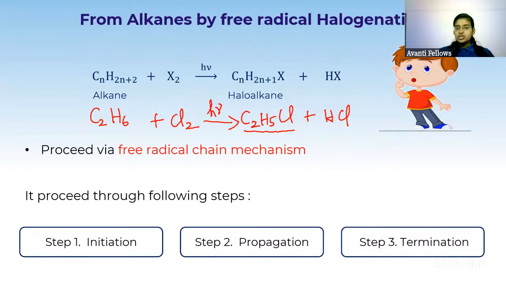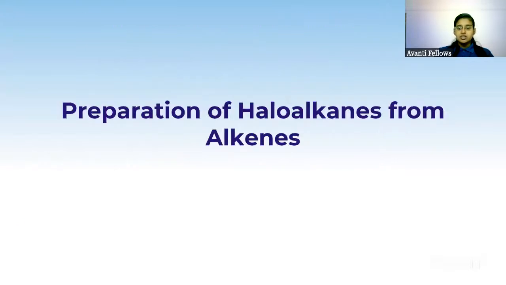So you should know that if H nu is there, then the reaction would proceed through this free radical chain mechanism only. So this is the preparation from alkanes. Now let's go for the preparation from alkenes. I have taught you the preparation from alcohols, and also we have completed the preparation from alkanes. And thirdly, now we are going to see the preparation of haloalkane from alkenes.